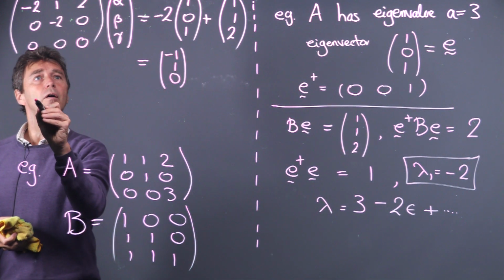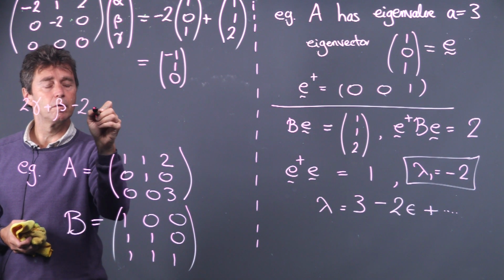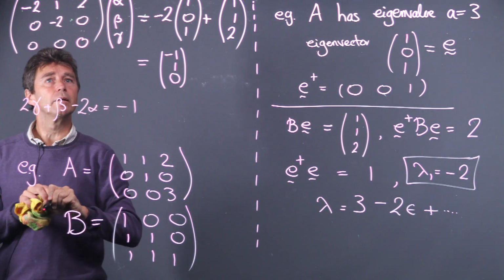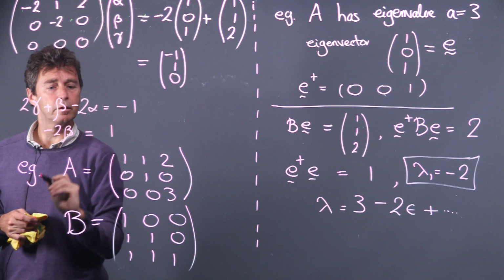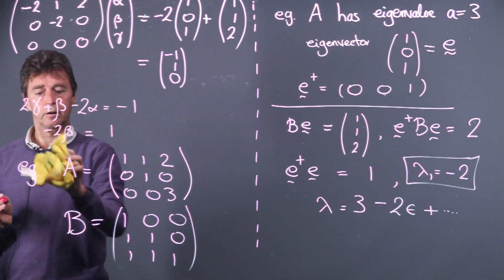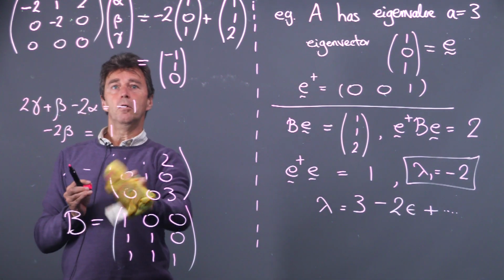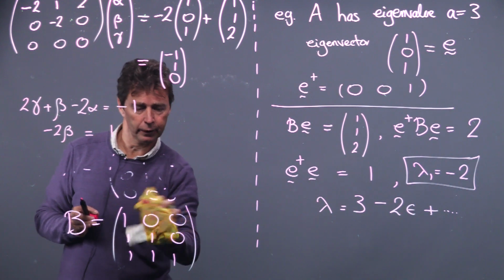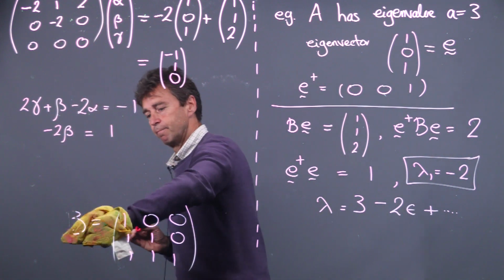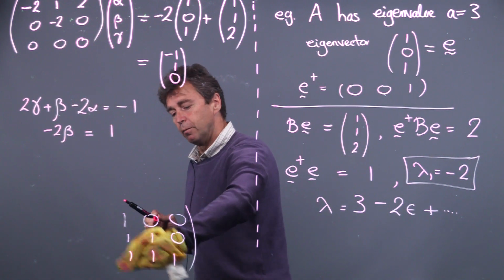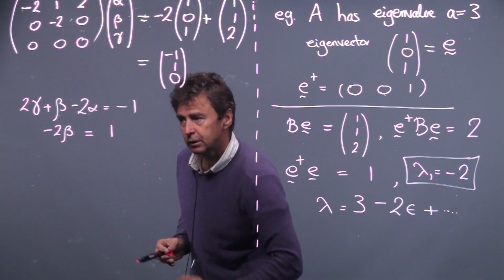So I've got 2 gamma plus beta minus 2 alpha equals minus 1. I've got minus 2 beta is equal to 1. And the final one tells me that 0 is 0, no point putting that down. So at this point, you'll notice that I've got 2 equations for 3 unknowns, so the answer is not going to be fully determined. There's some source of non-uniqueness in there.